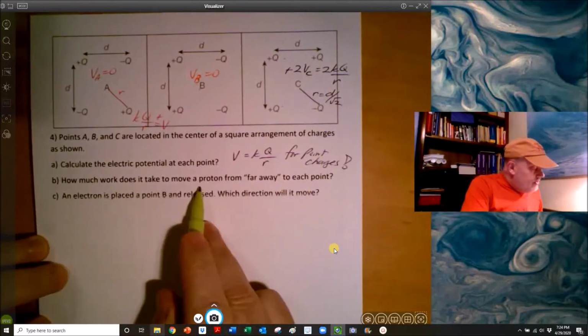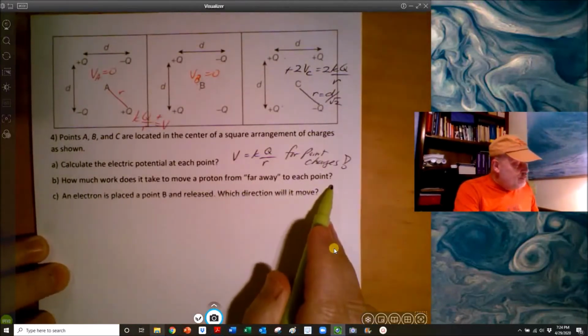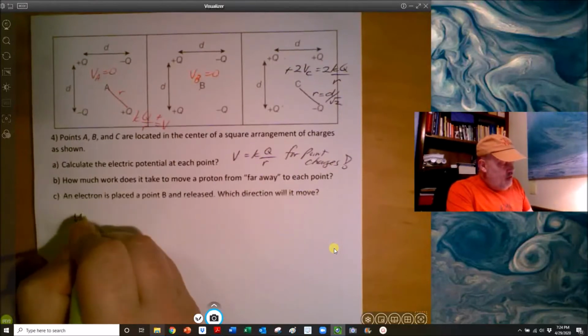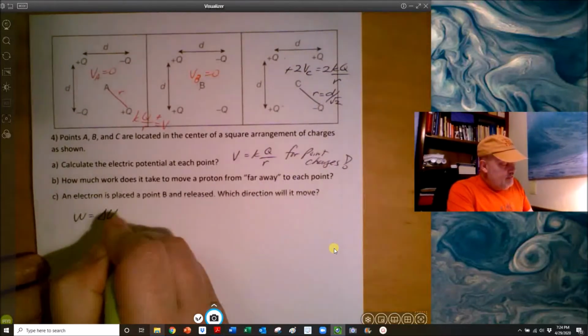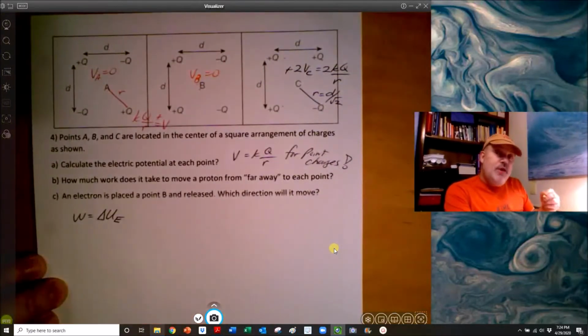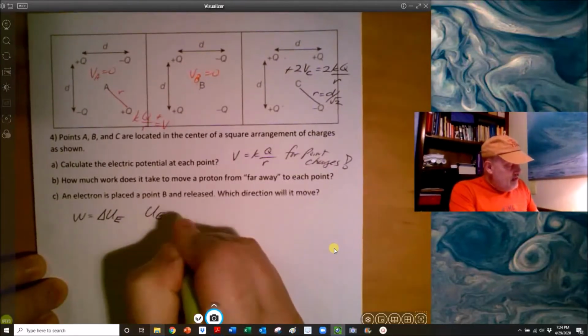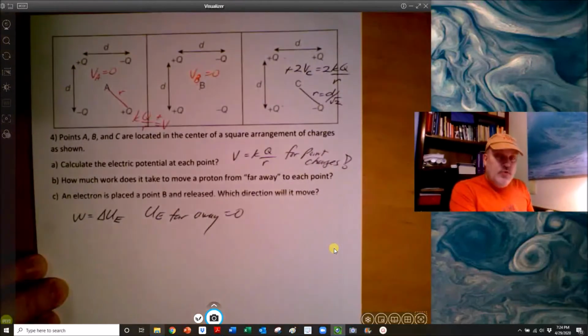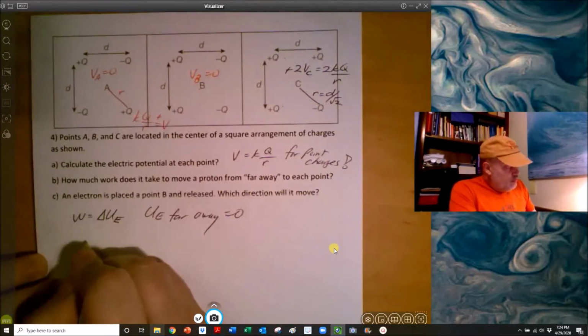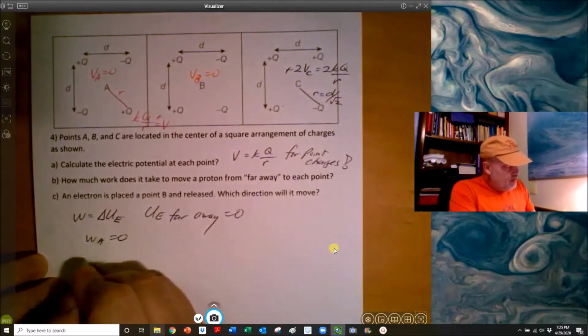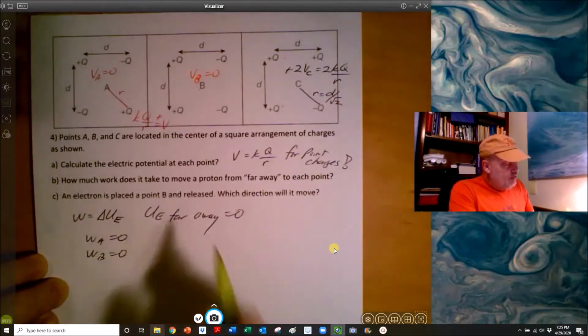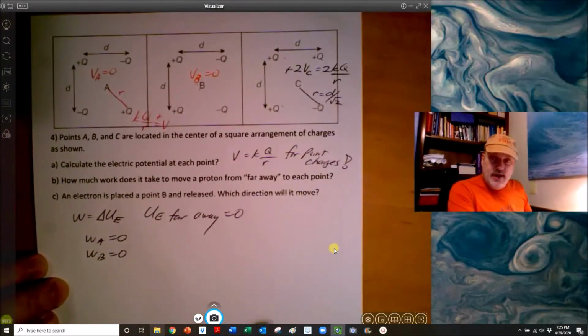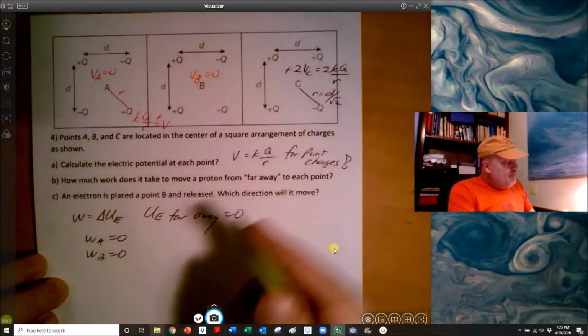How much work does it take to move a proton from far away to each point? Well, the work equals how much the potential energy changes. Remember that the potential energy far away equals 0. So if I go from 0 to 0, the work for A will be 0. The work for B will be 0 to take a proton and place it right here. How about for this one?